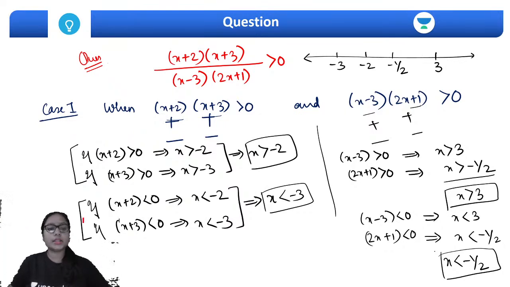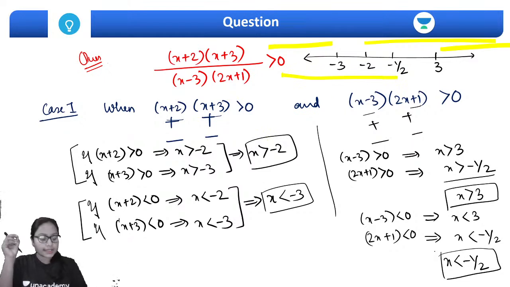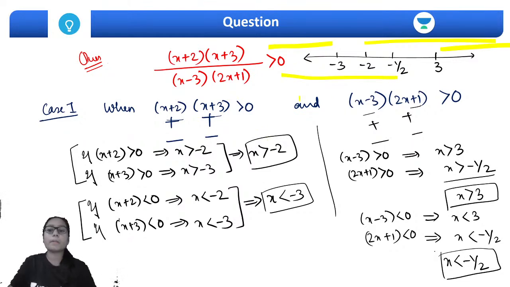Greater than minus 2 means all these values, this side. Then we have x is less than minus 3, all these values. Then we have x is greater than 3, these values, and x is less than minus 1 by 2, these values. So now we will only consider the values of the common portions.